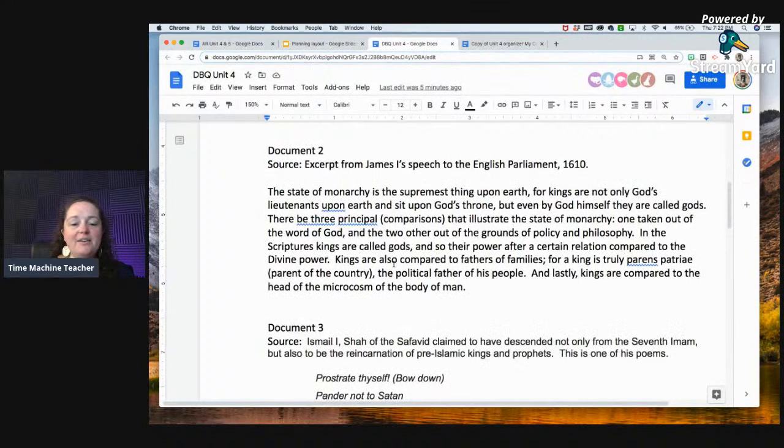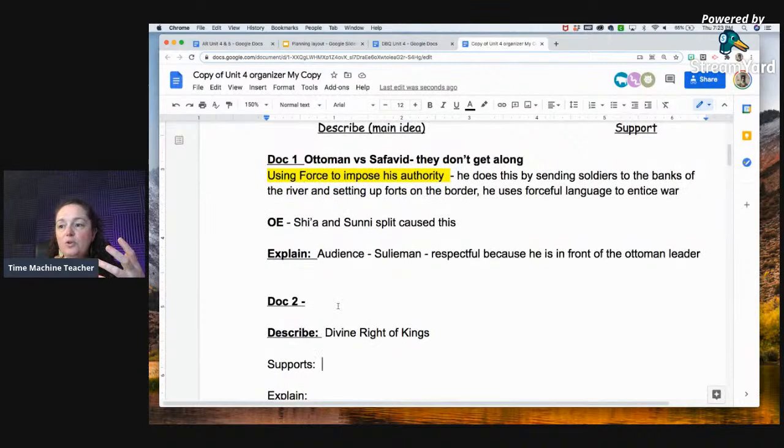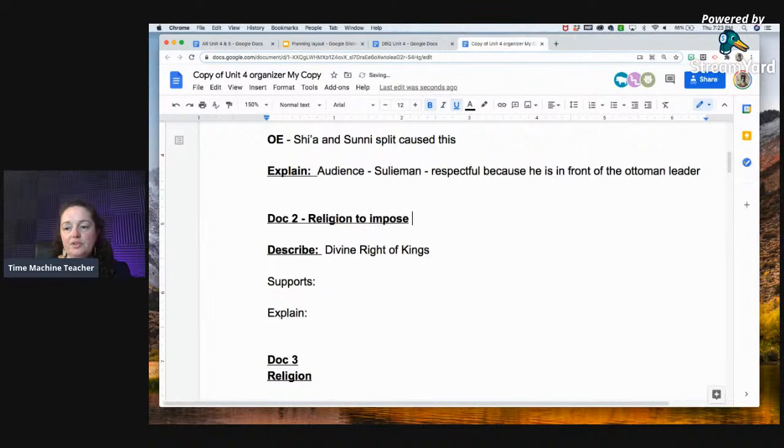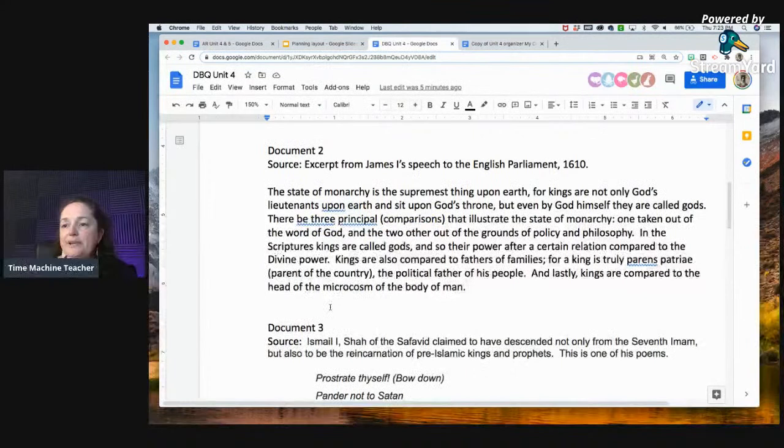So what would this be? How does he establish authority? It would be religion, right? So remember up here, he's using force to impose his authority. Here it would be religion to impose authority. So you want to mark that down too, because this is going to be your groups, maybe, if we can find another one that argues that as well. So what can we use to support that argument? Let's pull something from the doc.